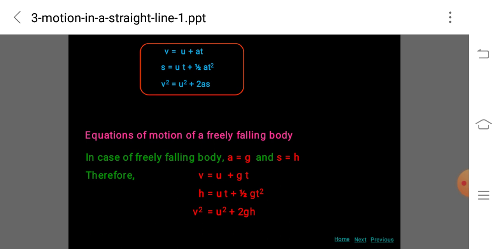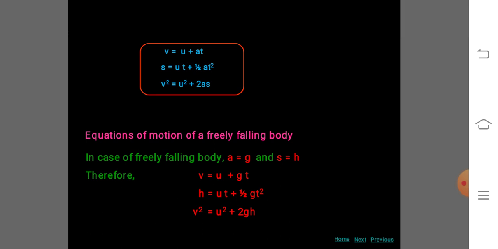First, try to understand free fall. Free fall is defined as a situation when a body is moving only under the influence of Earth's gravity. It is called free fall. A simple example: when we drop a ball, let's say from the top floor of a building, then till it reaches the ground, the ball is said to be in free fall motion. Here we have to see the equations of motion of a freely falling body.